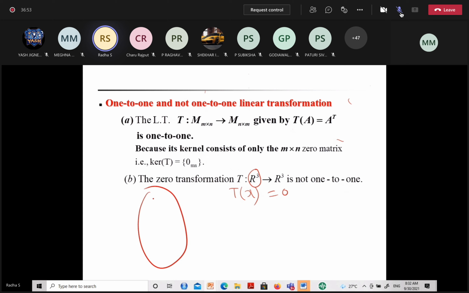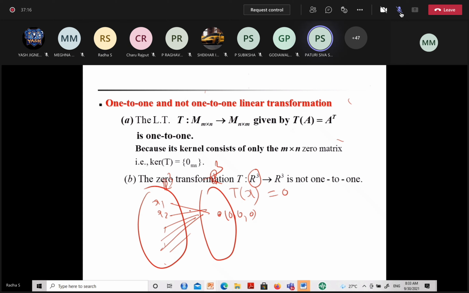Okay, so that means each and every vector in R cube, maybe x1, x2, etc., everything is mapped onto only the 0 vector. All are mapped onto the 0 vector. Is it onto first of all? Here also R cube. Is it onto? No. Why not onto? Because in the codomain only 0 has a pre-image. Other than 0, 0, 0, no other element has a pre-image. So the function is not onto.